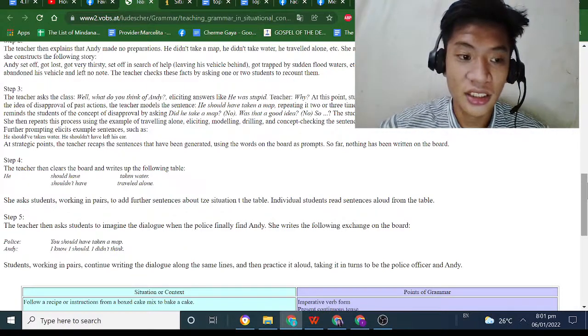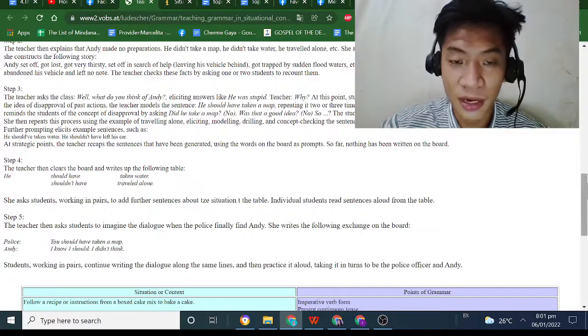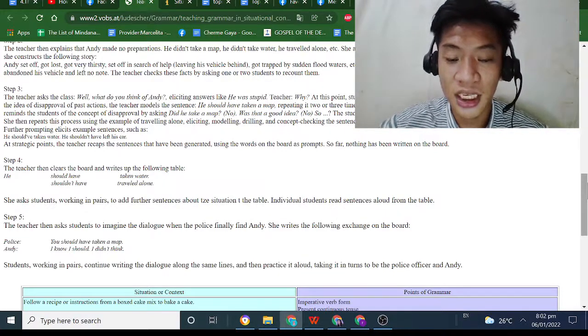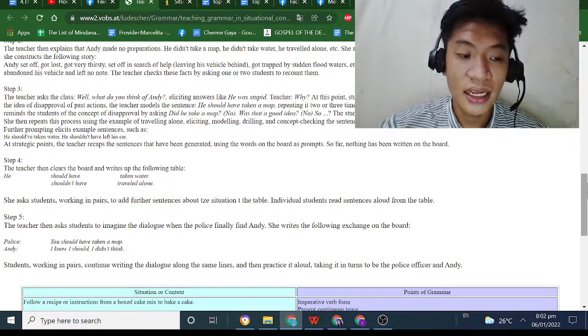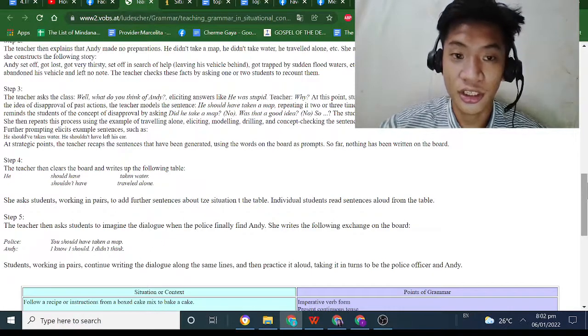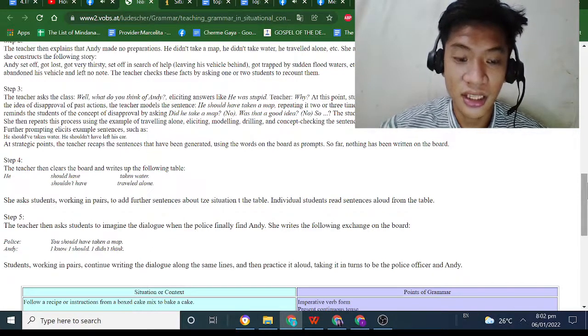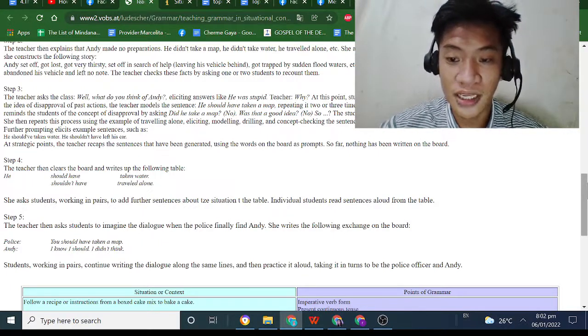She then repeats this process using the example of traveling alone, eliciting, modeling, drilling, and concept checking the sentence. He shouldn't have traveled alone. He should have taken water. He should have left his car. At a strategic point, the teacher recaps the sentences that have been generated using the words on the board as prompts. So far, nothing has been written on the board.